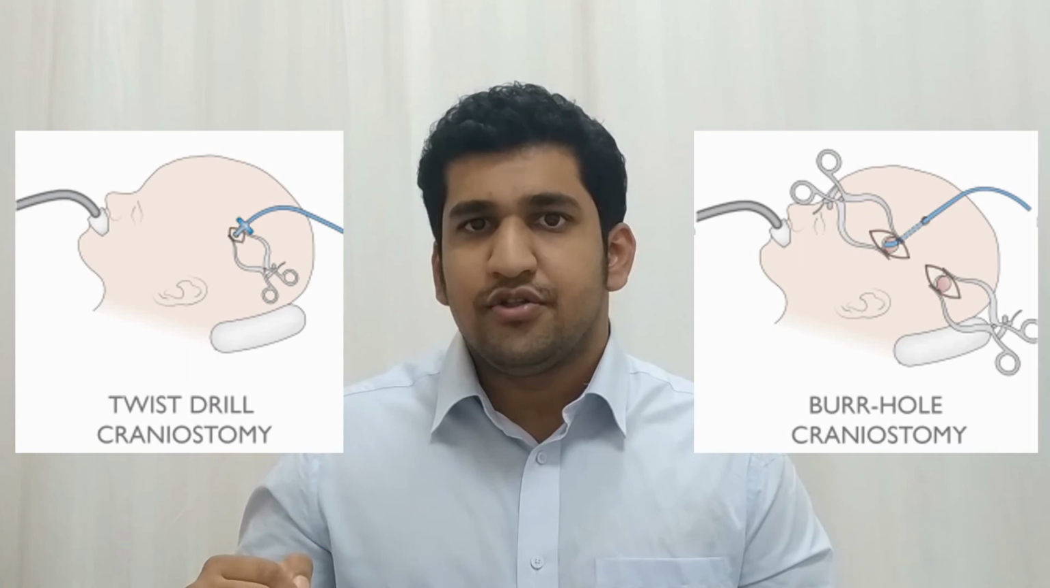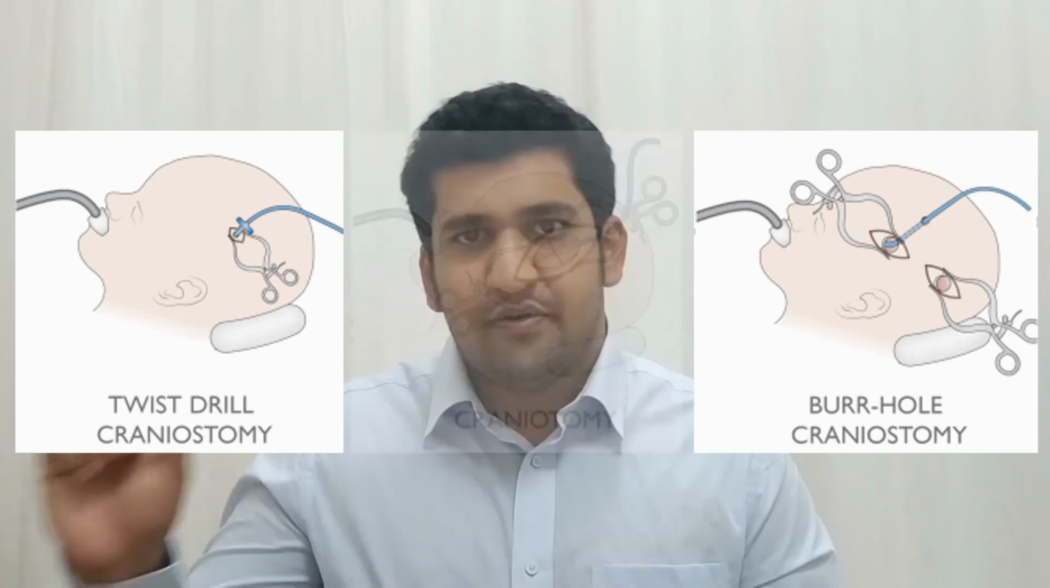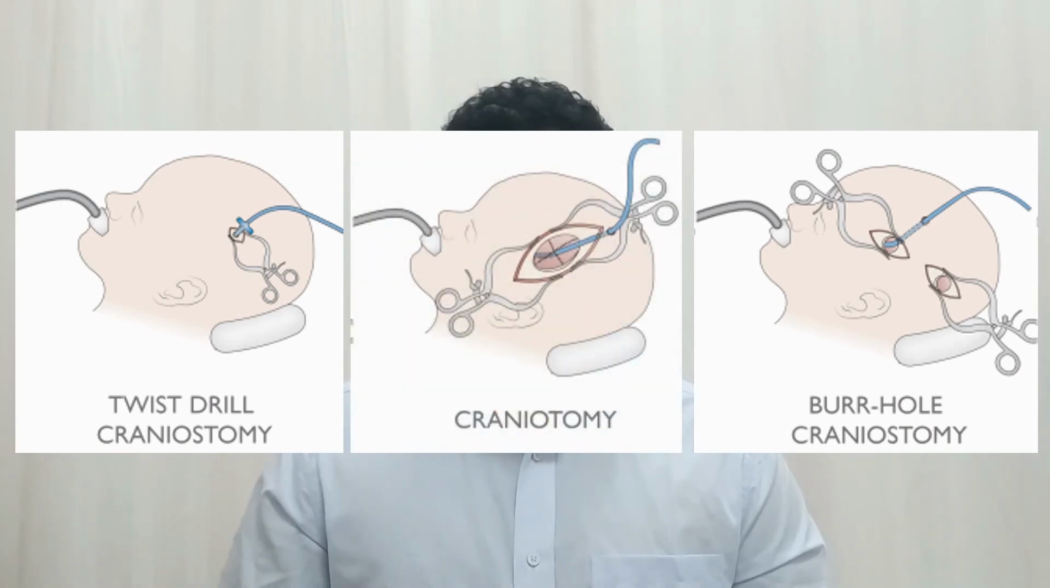Surgery is essentially divided into three. Okay, you have either the twist drill craniostomy, you have the burr hole and evacuation of subdural, or you have a mini craniotomy and evacuation of subdural. Now, this varies largely from surgeon to surgeon. Most of us around the world, we do a burr hole. So if it's a chronic subdural, you do one burr hole on the site of maximum thickness of the subdural.